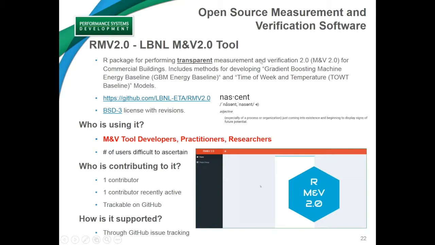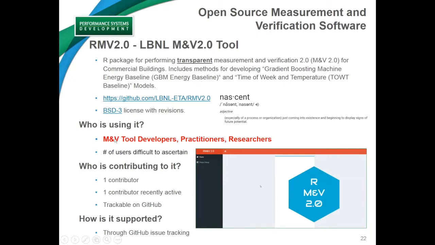And what is it? Well, again, this is an open source M&V package that allows us to develop transparent baselines for developing measurement and verification energy models that are actually very complicated models. This one's called gradient boosting machine, GBM, and a time of week and temperature model. Now I say very complicated, but because they're licensed in the BSD3 open source licensing scheme, would you like to see how complicated they are? Go on, open it up, go and poke around. You're free to go inspect it. You're free to make recommendations to improve it. And of course, you're free to use it.